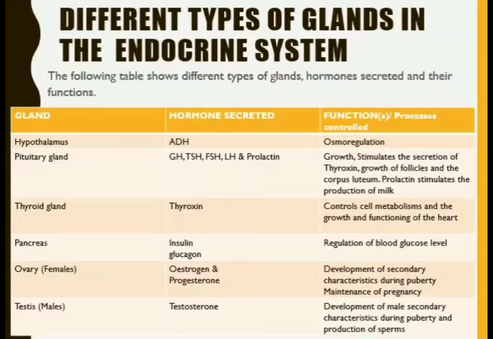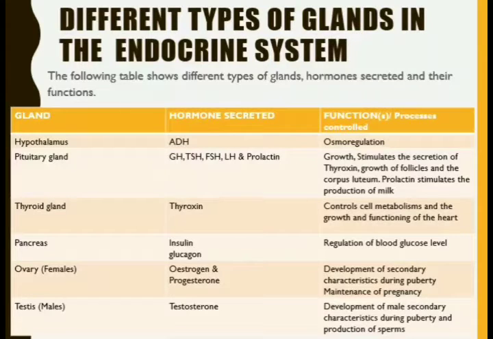The pituitary gland secretes growth hormone, thyroid-stimulating hormone, follicle-stimulating hormone, luteinizing hormone, and prolactin. Growth hormone is also known as somatropin, and it functions in human growth. Thyroid-stimulating hormone controls the secretion of thyroxine, follicle-stimulating hormone controls the development of follicles, and the luteinizing hormone stimulates the growth of the corpus luteum, and prolactin stimulates the mammary glands to produce milk.